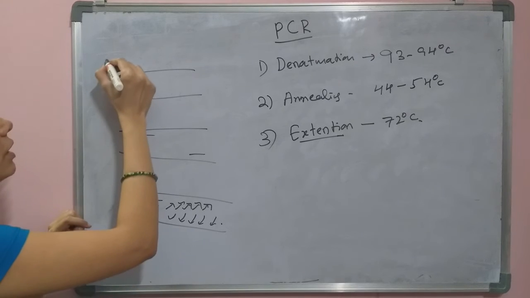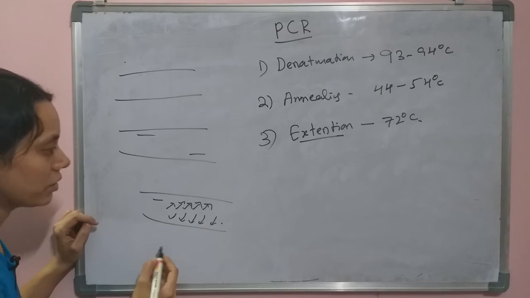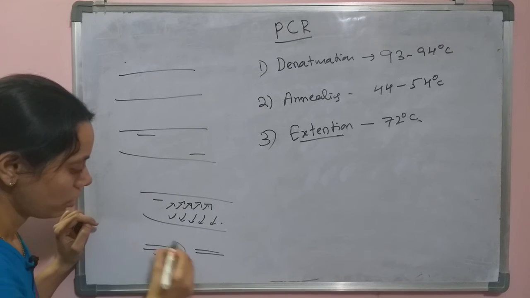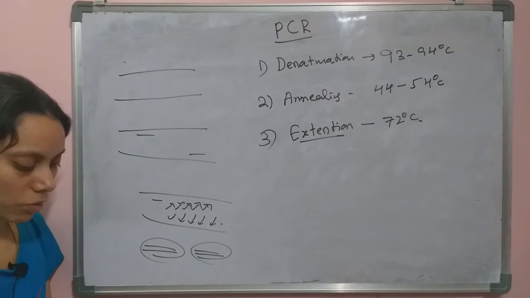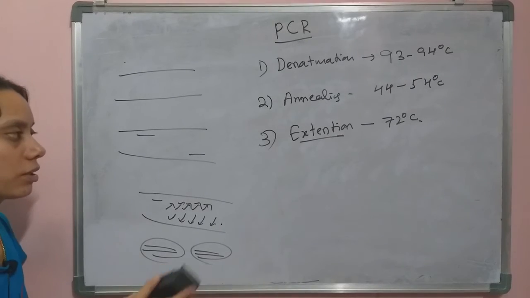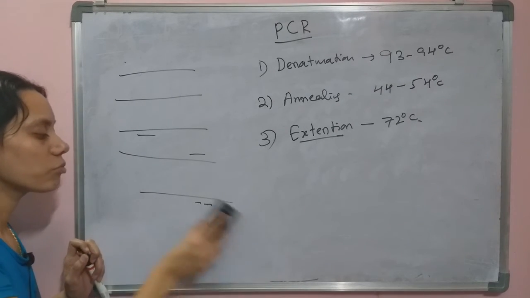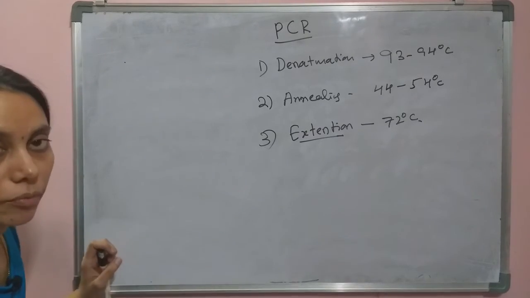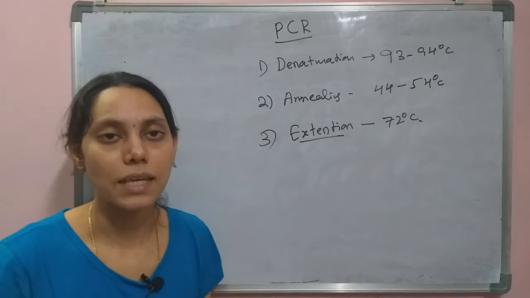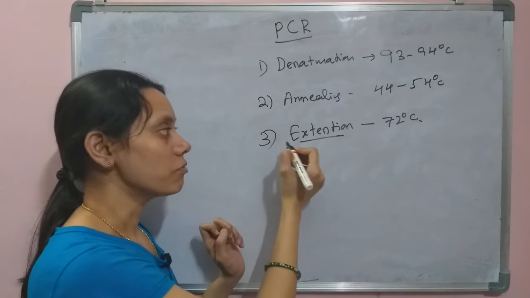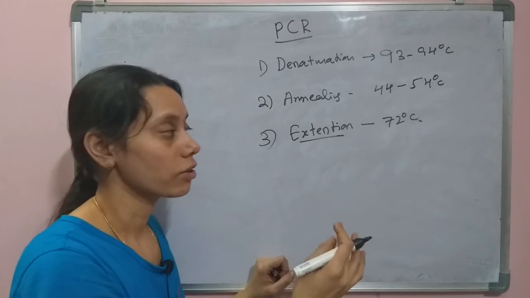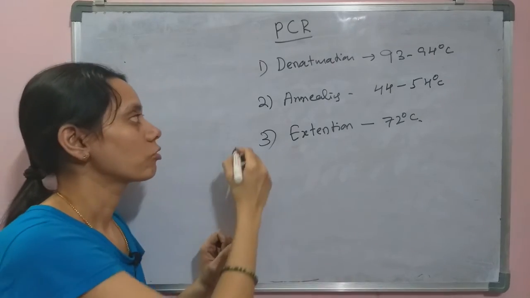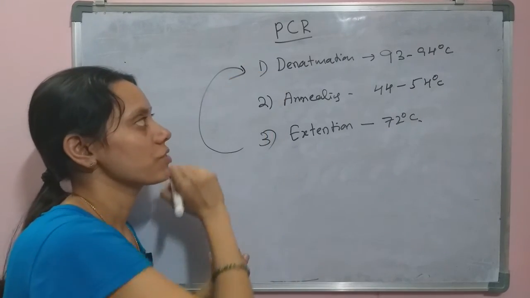And from one DNA, by the end of 3 steps, we are going to have 2 DNAs. So the DNA is duplicated, but we need n number of cycles. That means we need a very large quantity of the DNA. So for that, we will repeat the cycles. So once one cycle of the PCR is finished, we need to go back to the first step again.